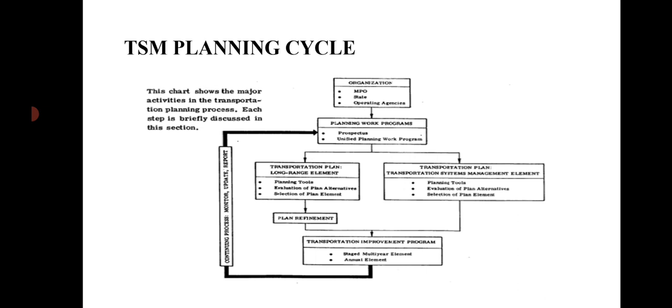So unified planning work program means it describes all the anticipated urban transportation and related planning activities. The document works to be performed. So there should be a unified procedure that there should be some standards and the works.